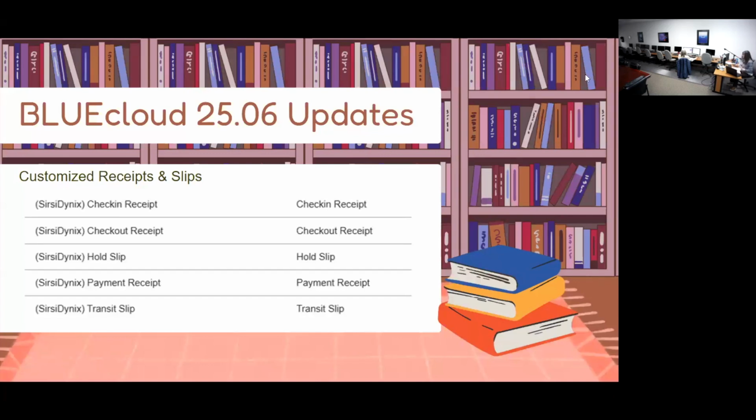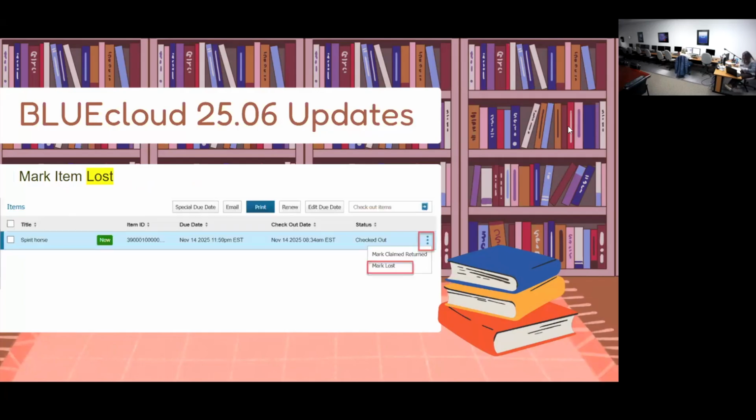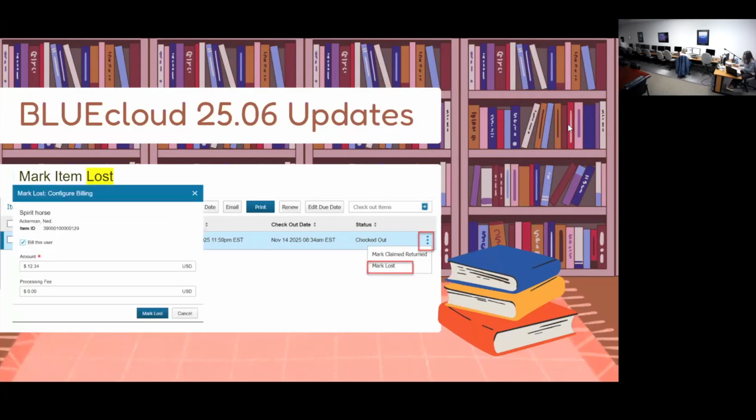So there we go. That is an update for Blue Cloud. And also, mark item lost in Blue Cloud. You can do it from a user's items. You'll click that 3-dot menu over on the right for an item to mark it lost. It'll pop out, and you can mark an item lost without billing the user. You just don't click the Bill User box. Right there on the screen on the left, there's a little checkbox. You can just clear that out.